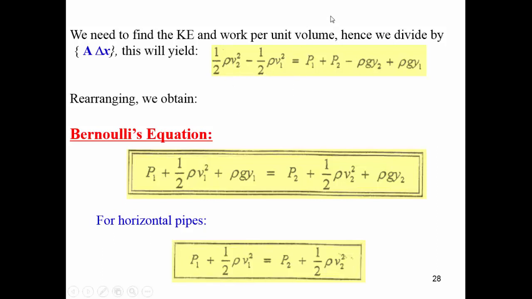If we rearrange it so that everything that has to do with region 1 will be on the left hand side and everything that has to do with region 2 on the right hand side, we get this equation which we call Bernoulli's equation. This is assuming that region 2 of the pipe has a different vertical position. Now if we are dealing with horizontal pipes, then y1 will be equal to y2, and this part will be cancelled out, and we'll have this equation.